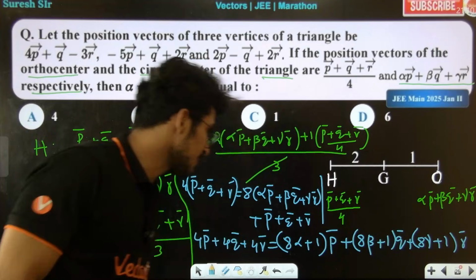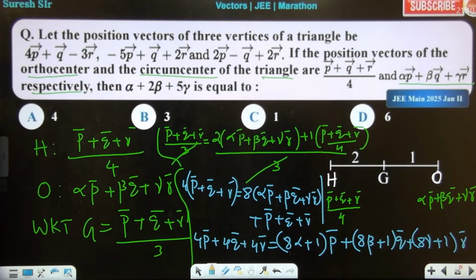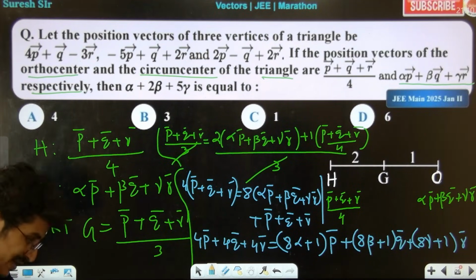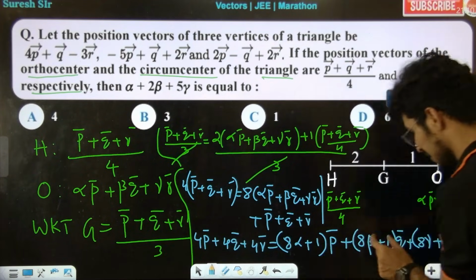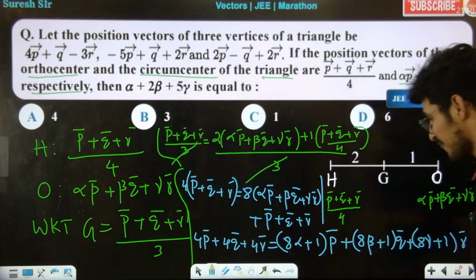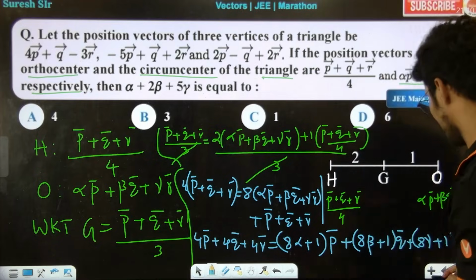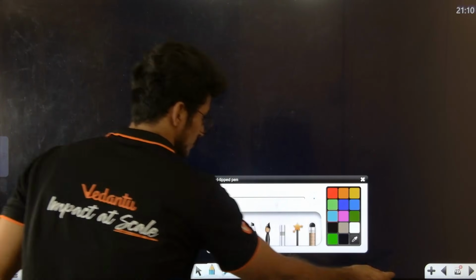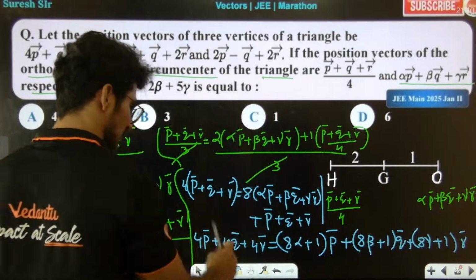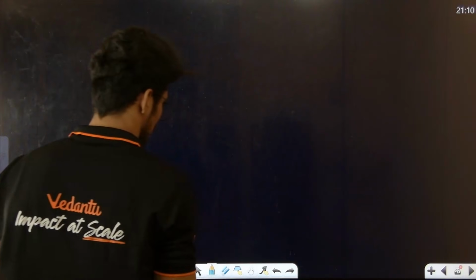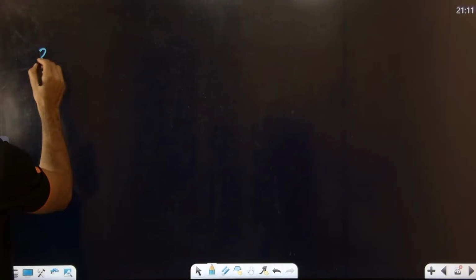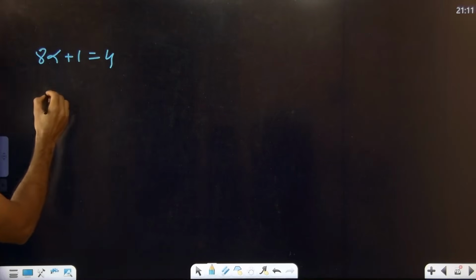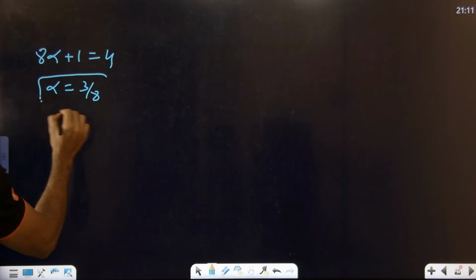You just have to equate all this. What is alpha going to be now? Tell me, this is equal to 4, this is equal to 4, this is equal to 4. Let me write in the next slide. So 8 alpha plus 1 is equal to 4, right? So alpha is going to be what? 3 by 8. Same thing we had.